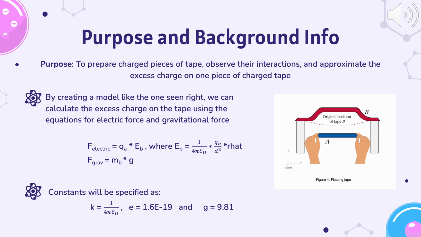The equation for the electric force is the charge of A times the electric field of B, where the electric field of B is 1 over 4 pi epsilon naught times the charge of B over the distance between A and B squared times r hat. The gravitational force is equal to the mass of B times gravity. Here, constants will be specified as K equals 1 over 4 pi epsilon naught, e, which is the charge of a proton and electron, is 1.6 times 10 to the negative 19, and g is 9.81.